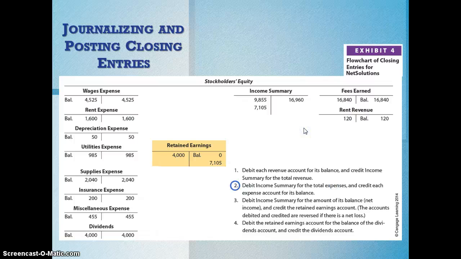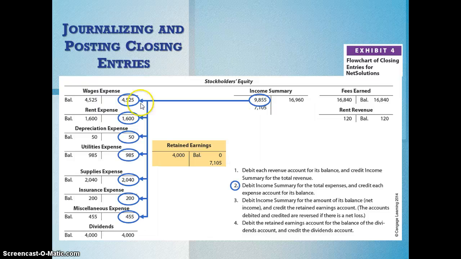Step two is to close our expense accounts. We notice over here our expense accounts have normal debit balances. So to close them, we must credit them. And then we will debit income summary for the total. So when we add up all of these, it will equal $9,855.